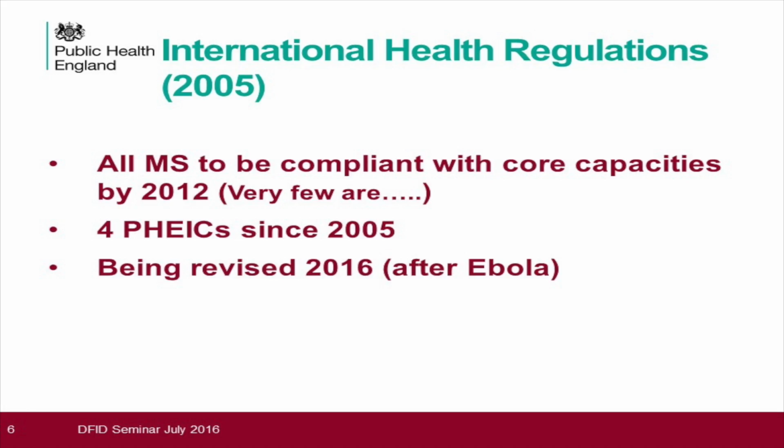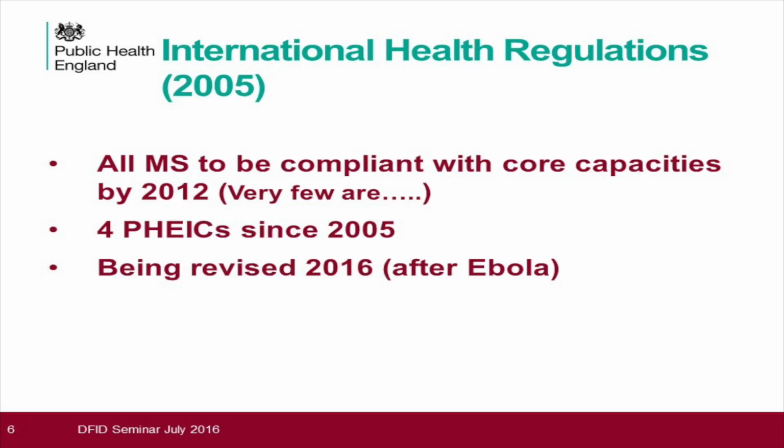Within that, there are protocols for deciding how serious something might be. You do a risk assessment. There's a formal chart you go through. If it meets the criteria, you report it to WHO. And WHO's options are to convene an emergency committee and declare a public health emergency of international concern. Once they declare that, then WHO have the legal ability to put in place recommendations on travel and trade and other things, which are then binding on the member states. So they all were meant to be compliant by 2012, very few are.